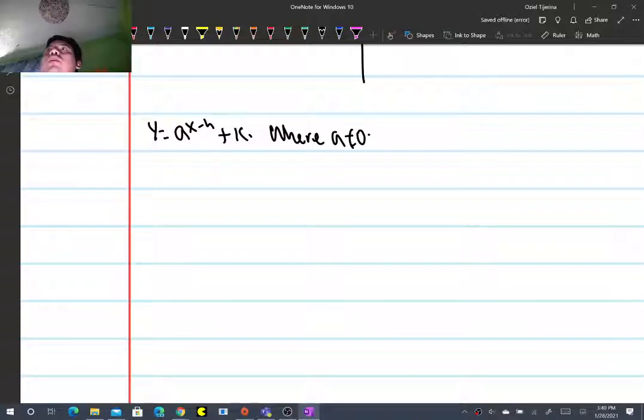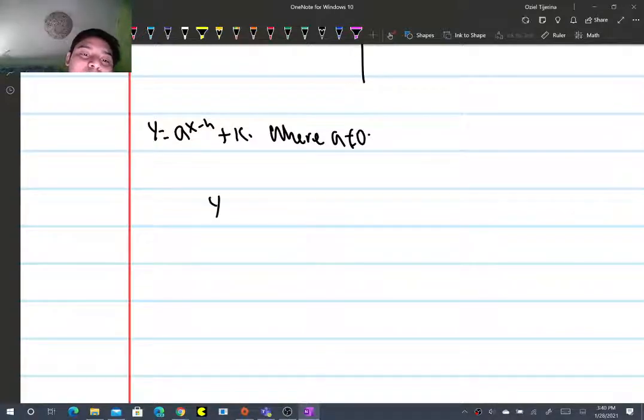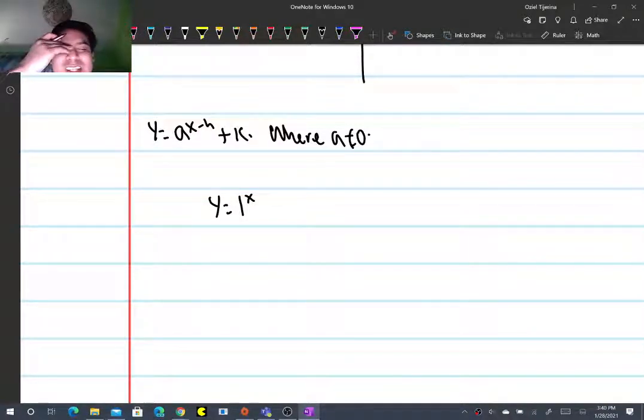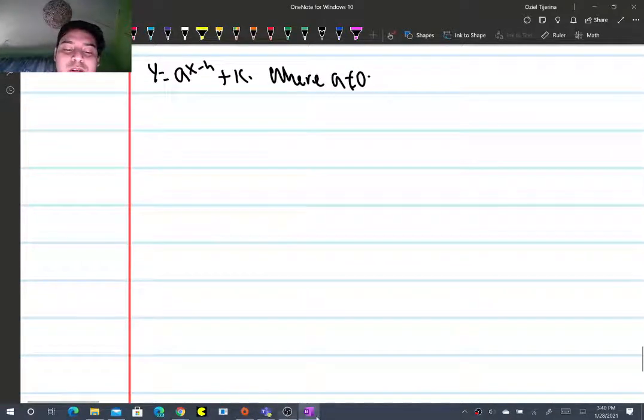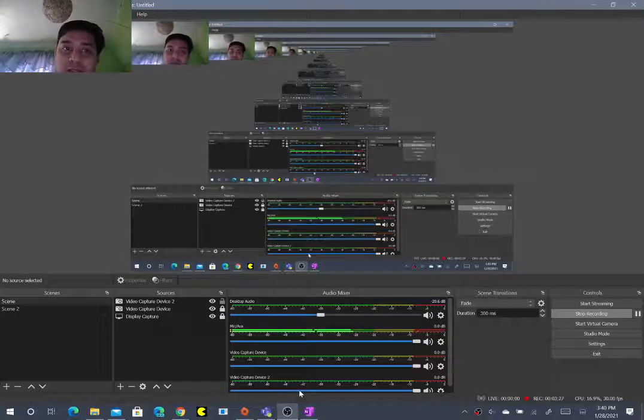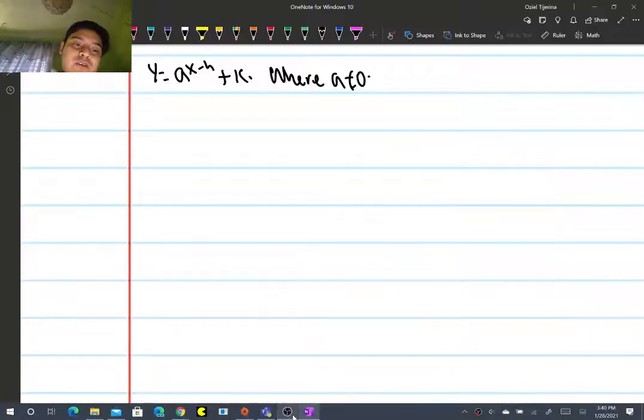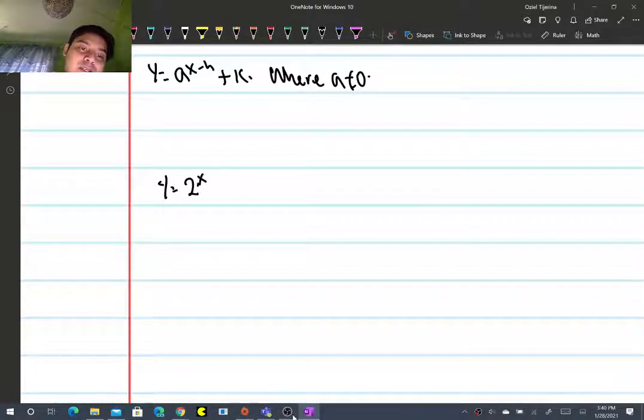The other thing is that when you do 1 to the x, that's a constant function. That doesn't really count as an exponential, at least I don't think it does. It's just y equal to 1, basically. So I don't really think that would count as an exponential. However, for other ones, like if you have y equals 2 to the x minus 1 plus 3, that does count.